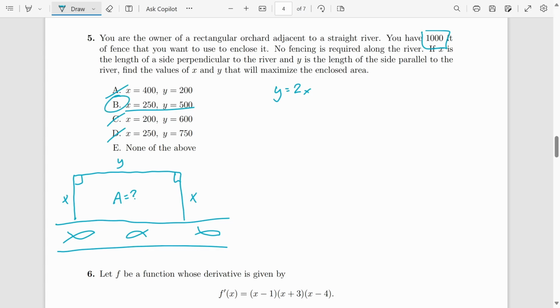I think B is our answer here because if you do, let's see, how much total fencing is used. We've got 2 values for x and 1 value of y. So our total fencing is going to be 2x plus y. Since x is 250 and y is 500, we can substitute those in. So 2 times 250 plus 500 equals 1,000. That's exactly what we said earlier. The fencing adds up to a perfect 1,000. So we know that B is our answer here.